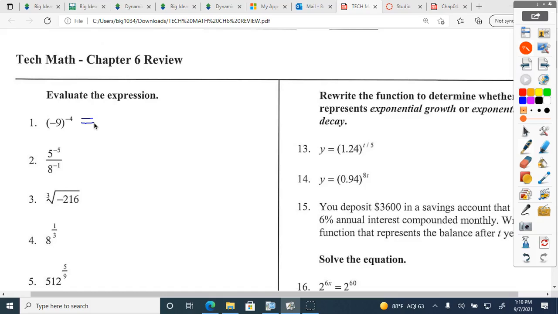Reagan, please do number 2 for me while he's doing number 1. Layton, do number 3 for me while they're doing 1 and 2. Kyler, do 4. Ethan, do 5 for me.